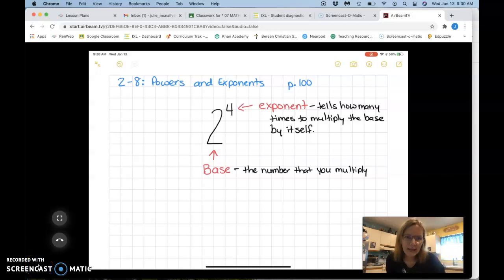Hi guys, today we are starting section 2-8, which is powers and exponents. And I'm on page 100 in the book. I know you don't have your book at home, but I am going to give you all the notes and problems that you need to keep up, okay?